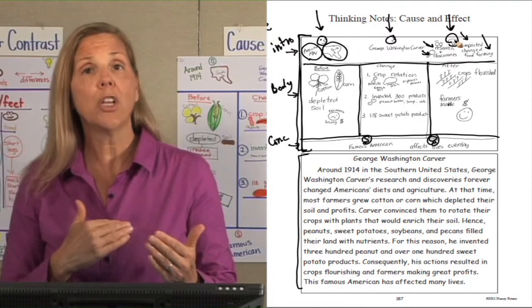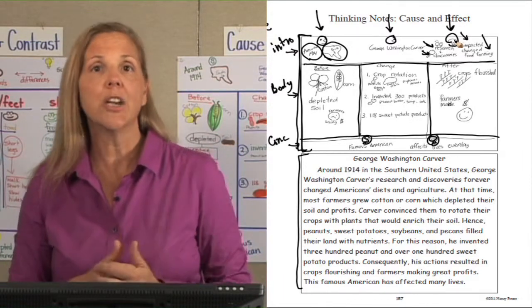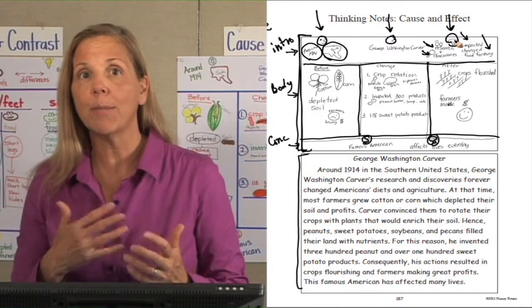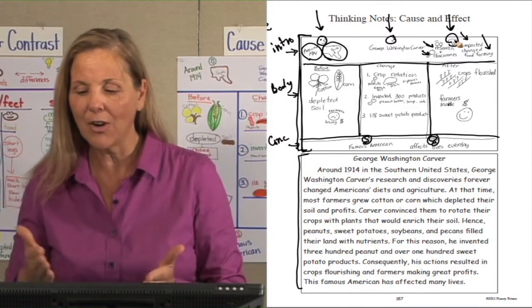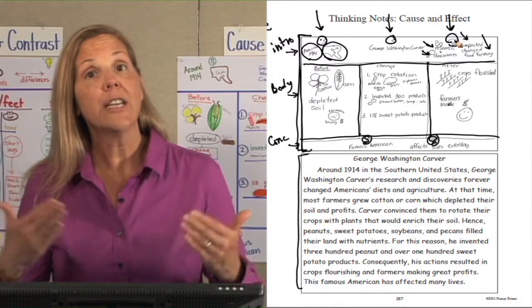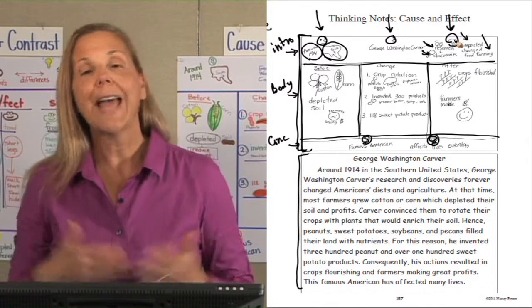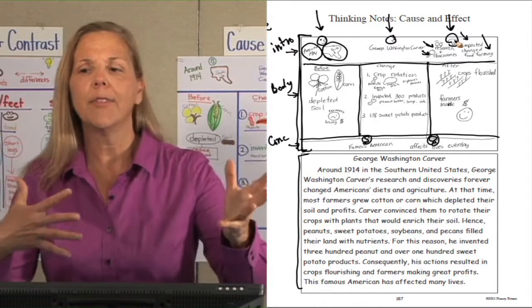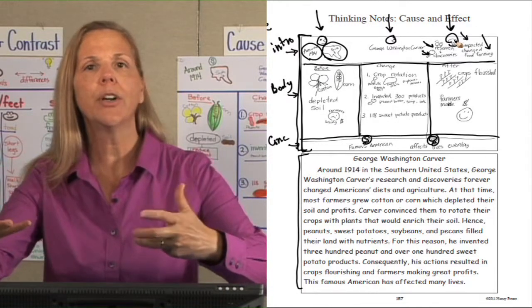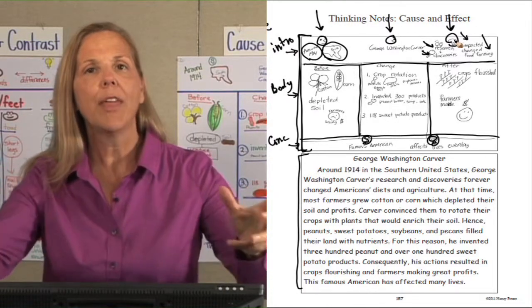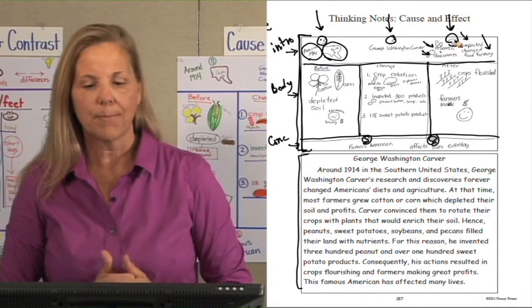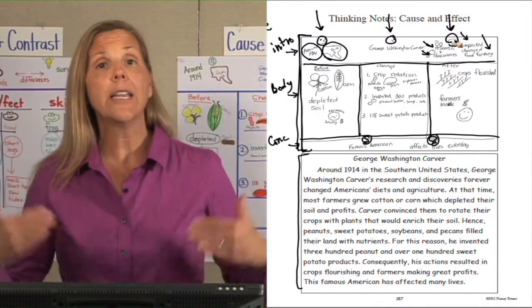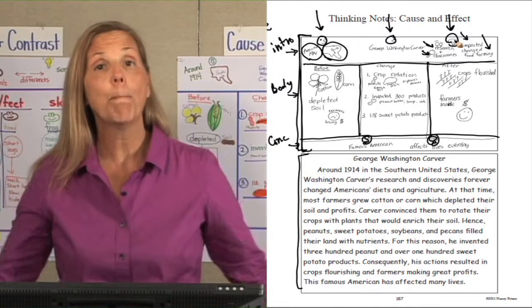In the southern part of the United States, around the year 1914, a famous American named George Washington Carver made many discoveries through his research that impacted farming forever. That sounds wonderful. I have the children turn to each other, they start talking, and they plan out how they're going to say the sentence. After we've identified our big idea, what are we going to do? We're going to go to the body.